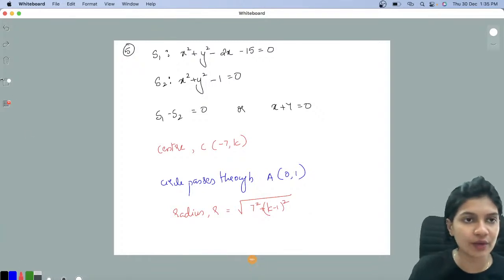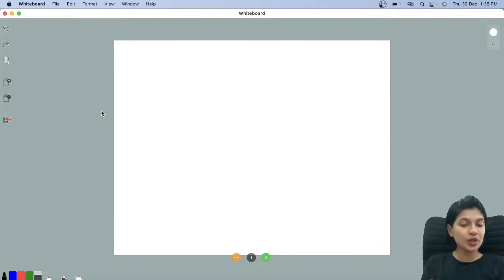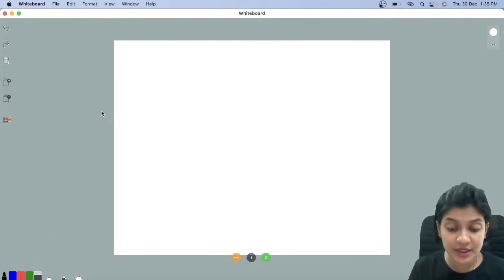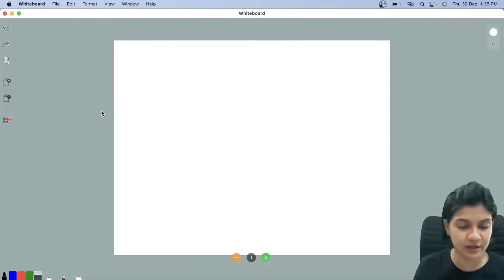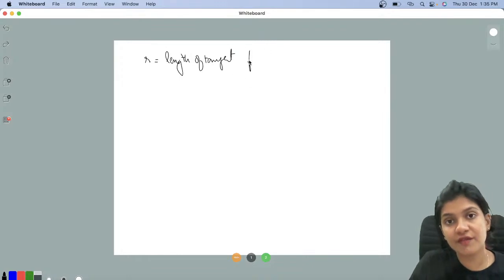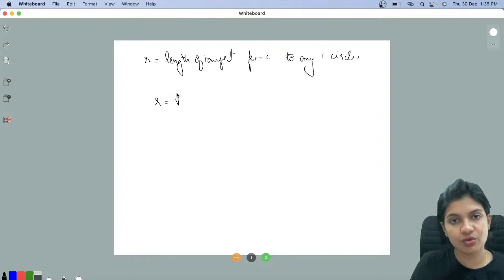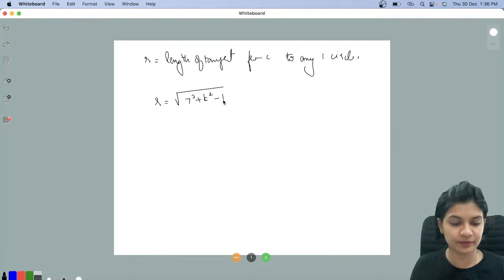Now again, the radius is equal to what? The length of the tangent from C to any one of the given circles. So I can write that the radius is the length of the tangent from C to any one circle. So what is the R value? Root of 7² + k² − 1.